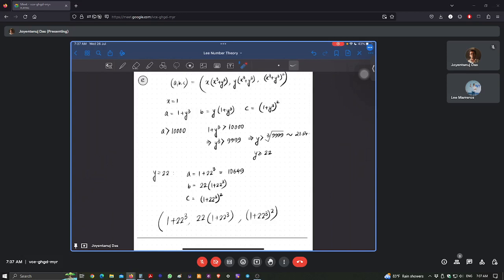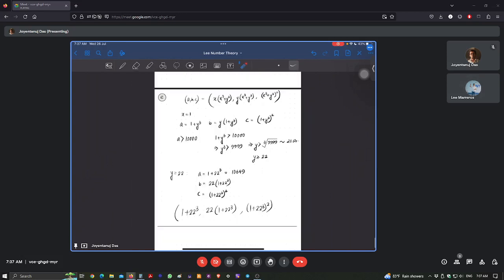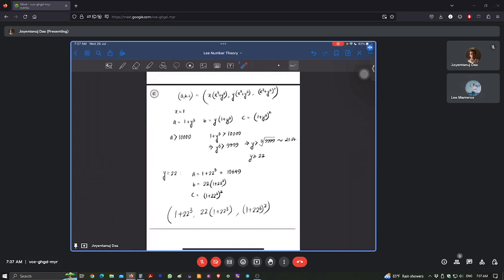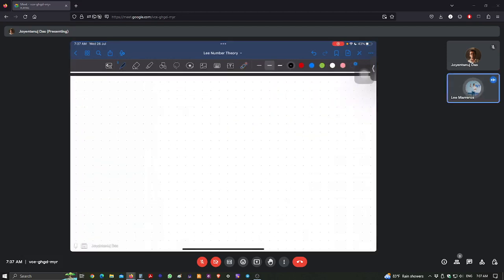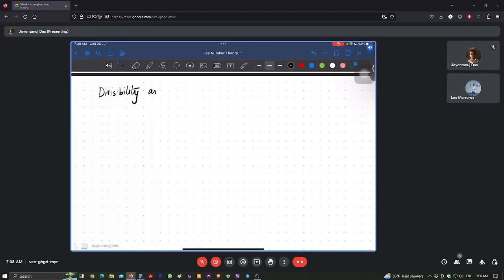Okay, so now I think this ends the fourth one. So we'll move to the fifth one. We finished the fourth text. Now we are moving to chapter 5. So it is about divisibility, and GCD, the greatest common divisor.